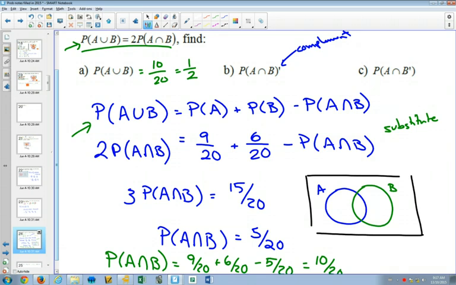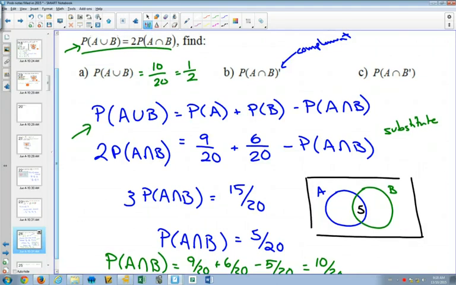Well, if there were 20 things in total, we figured out that the probability of A and B was 5 out of 20, which would mean there would be 5 in this section in between. And probability of A was 9 out of 20. That would make this a 4. Probability of B was 6 out of 20, makes our entire circle 1. And sure enough, probability of A or B, which we figured out to be 10 out of 20, those add up to 10. There would be 10 then on the outside that don't fit into anything.